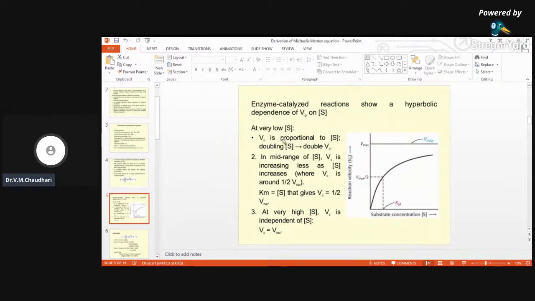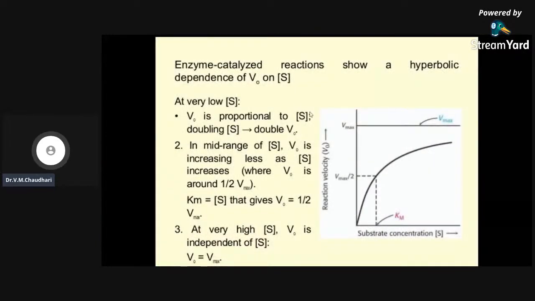Okay, so what is this graph? This graph indicates V0 is proportional to substrate concentration. That is, as the substrate concentration increases, V0 increases, that is V0 becomes double as there is increase in substrate concentration. But again increase in substrate concentration, there is no increase in rate of enzyme catalyzed reaction. That rate slowly decreases, not fully, it achieves the steady state.